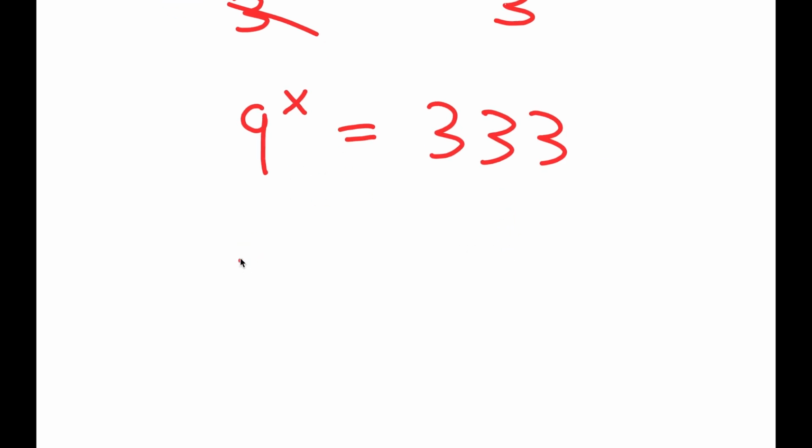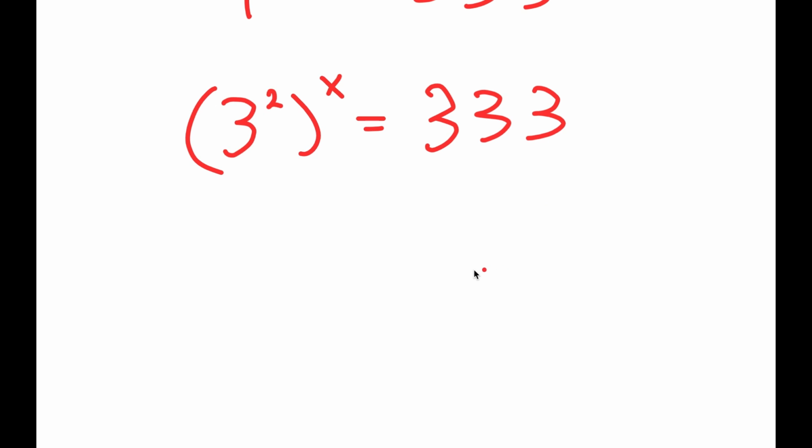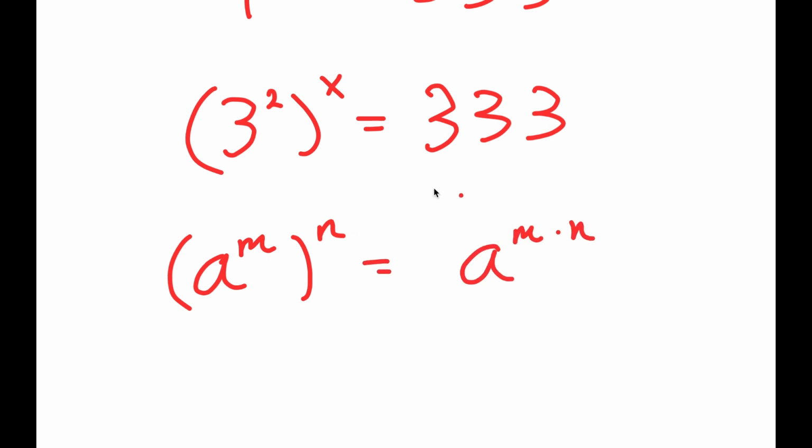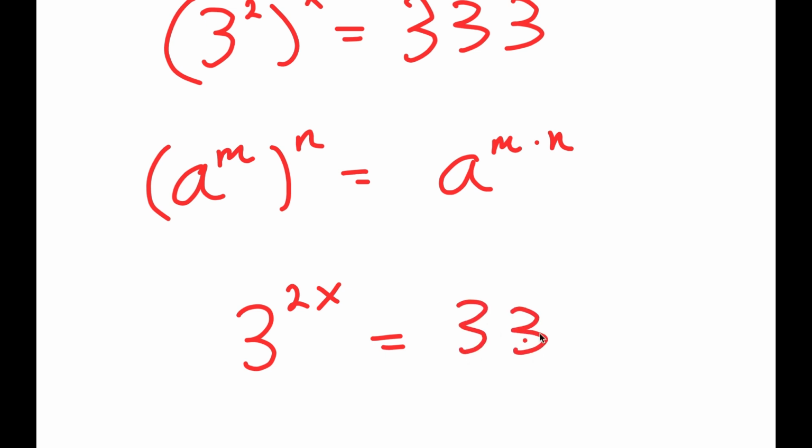Now 9 I can rewrite as 3 squared to the power of x. So I get 3 squared to the power of x is equal to 333. And if I have something in the form a to the power of m to the power of n, this is equal to a to the power of m times n. So 3 to the power of 2 to the power of x is equal to 3 to the power of 2x, which is equal to 333.